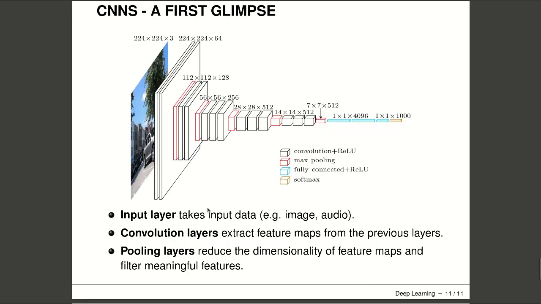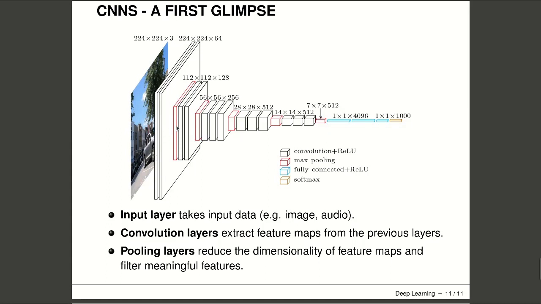The convolutional layer extracts feature maps from the input data, and here we have, for example, 64 feature maps. Our convolutional layer is also followed by a ReLU activation function, in this case for nonlinearity. And then afterwards, we have the red block, or pooling, which is max pooling. Here, pooling is used to reduce the dimensionality of the feature map and also filter the meaningful features.